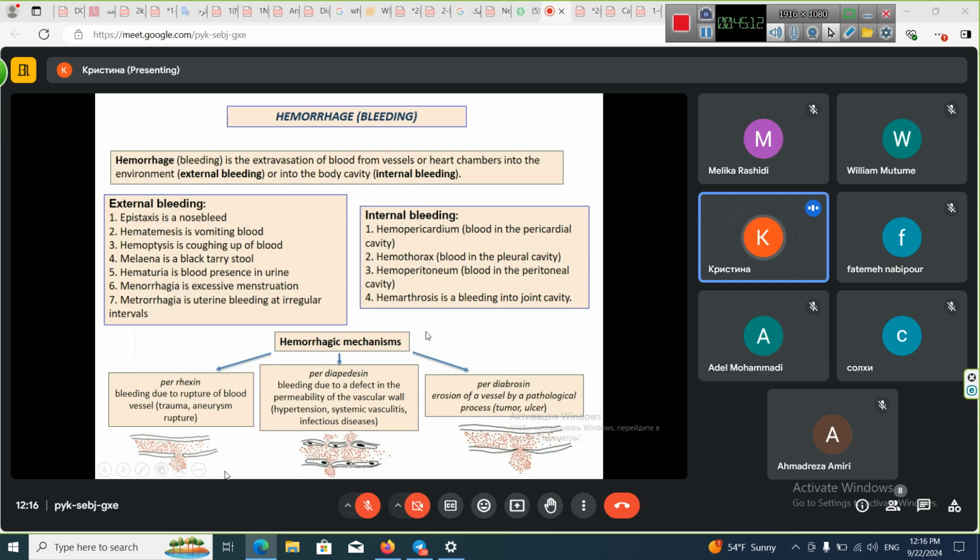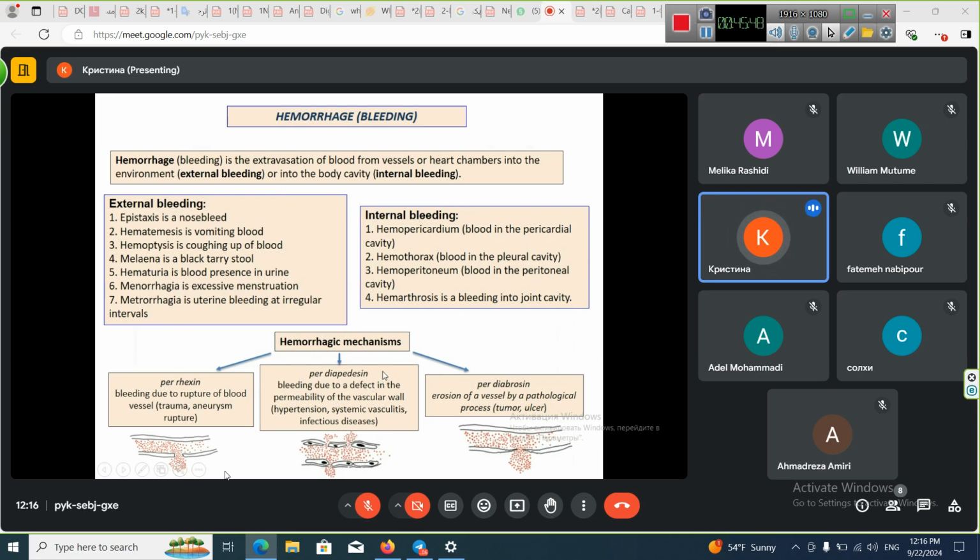Hemorrhagic mechanisms, how blood can go out from the blood capillaries, include hemorrhage per rhexin, bleeding during rupture of a blood vessel, during trauma, aneurysm, etc. So here you see normal endothelial cells. They are ruptured for some reason, for example, maybe because of very high pressure. So we have the rupture and the blood goes outside.